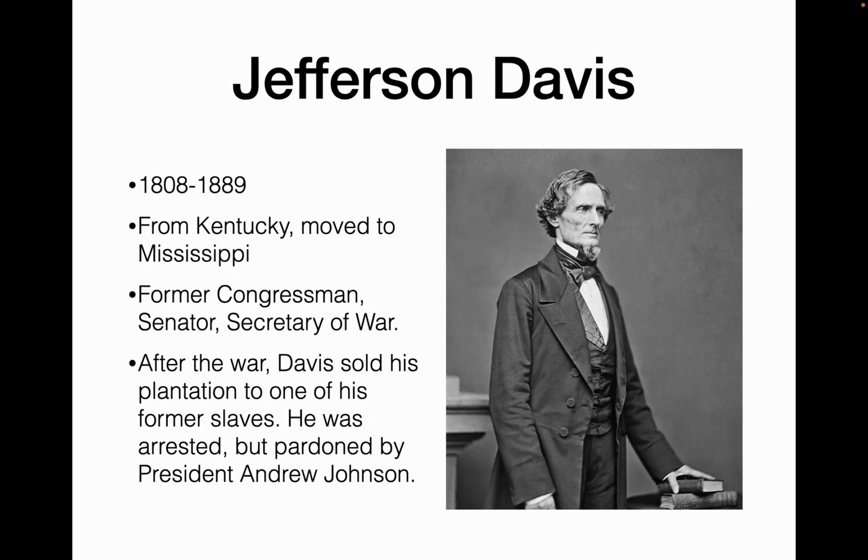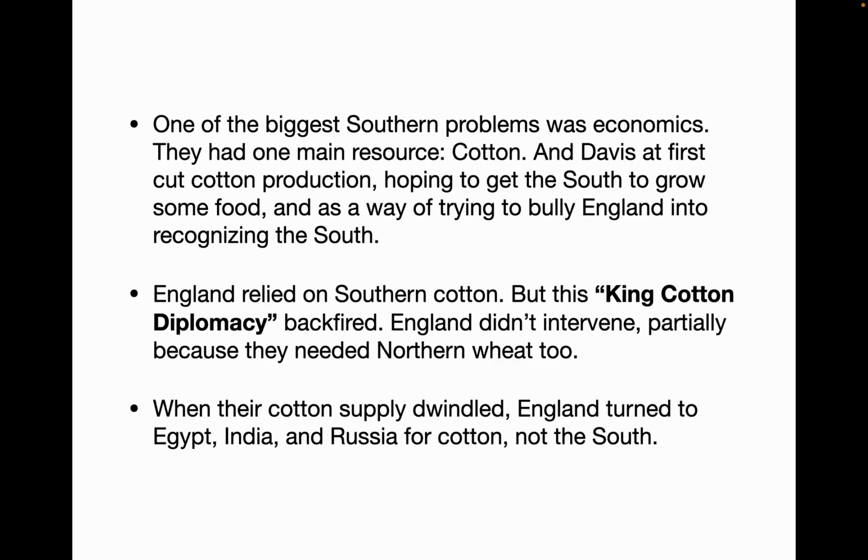So here's Jefferson Davis, 1808 to 1889, from Kentucky, but moved to Mississippi. He was a former congressman from Mississippi, a senator, and secretary of war as well. After the war, Davis actually sold his plantation to one of his former slaves. He was later arrested, but he was pardoned by Andrew Johnson after just a little while in prison.